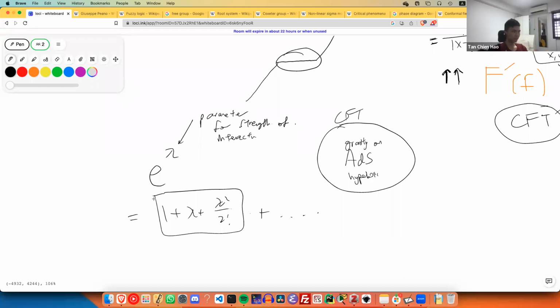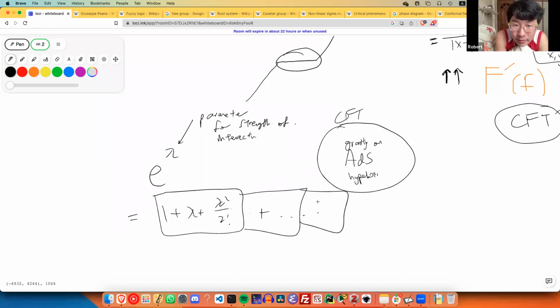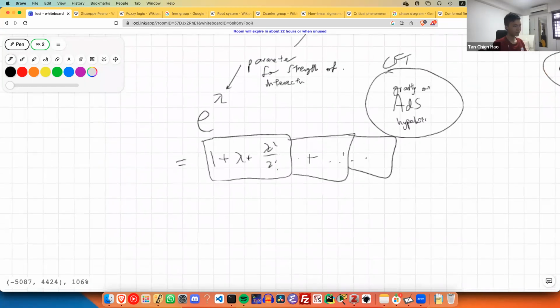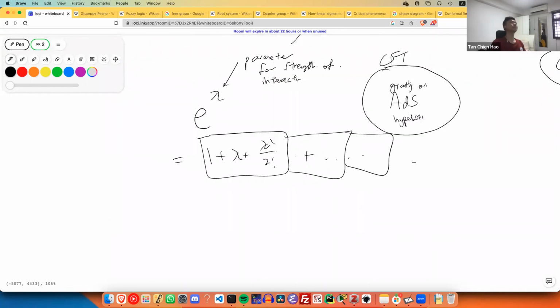So if lambda is big, if the exponential interaction becomes big, then the Taylor series would need to consider more and more terms. At some point it becomes computationally harder and harder to solve.